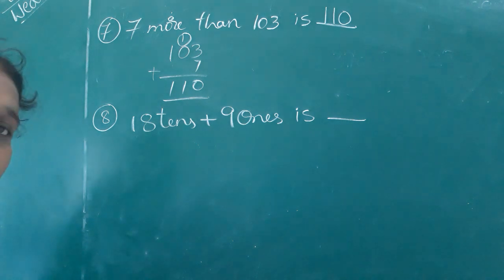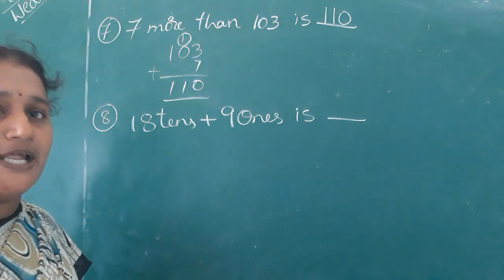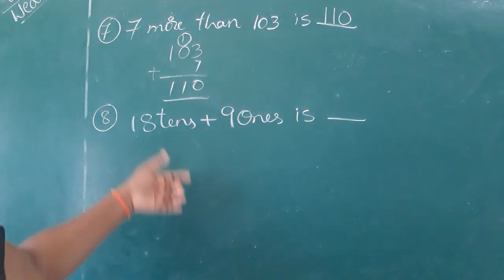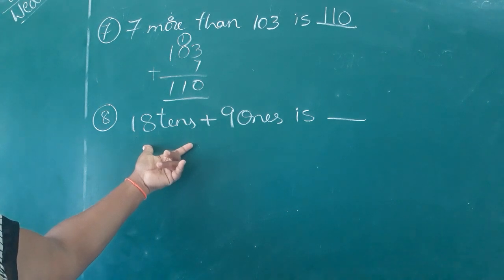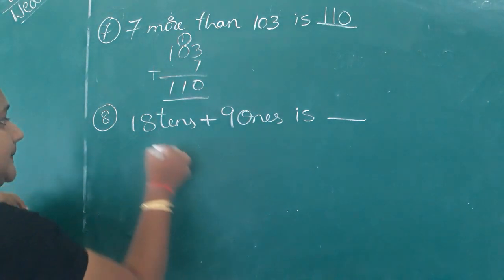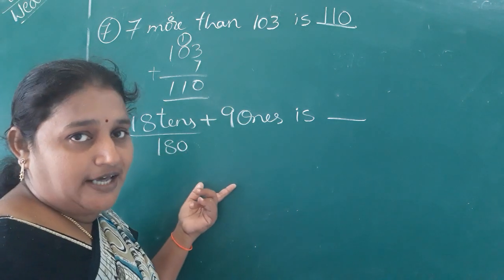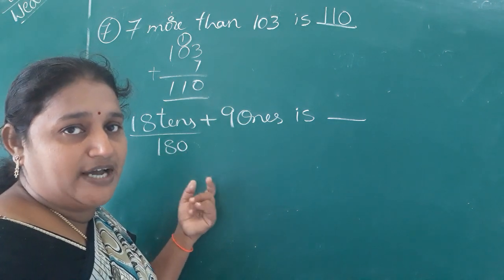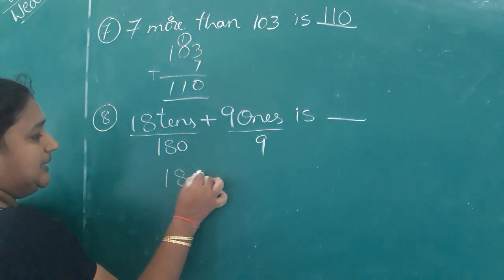If you observe, 18 tens is 180, 8 tens is 80, 2 tens is 20, 5 tens is 50, 4 tens is 40, like that. 18 tens means 18 into 10. 18 tens is 180. 9 ones is 9. 2 ones is 2, 3 ones is 3, like that. 9 ones is 9. So 180 plus 9.